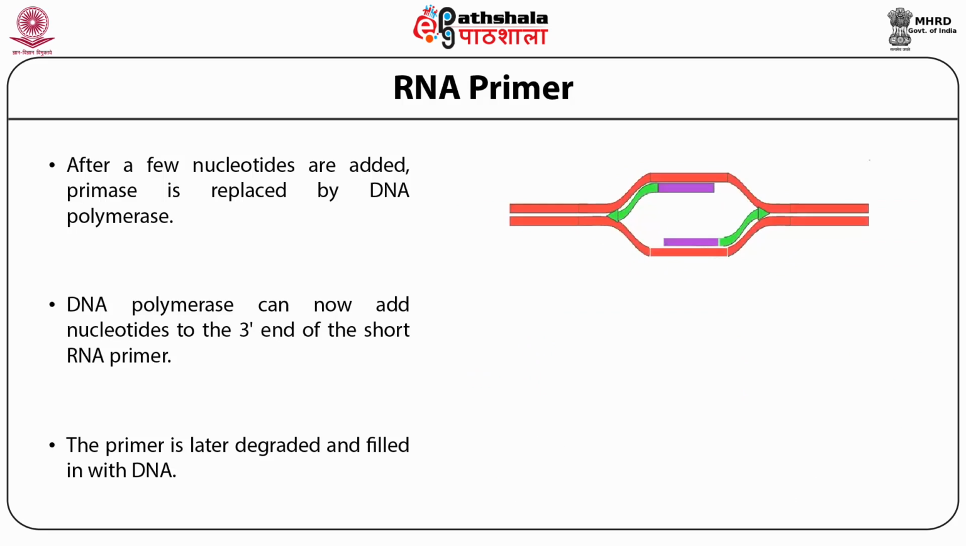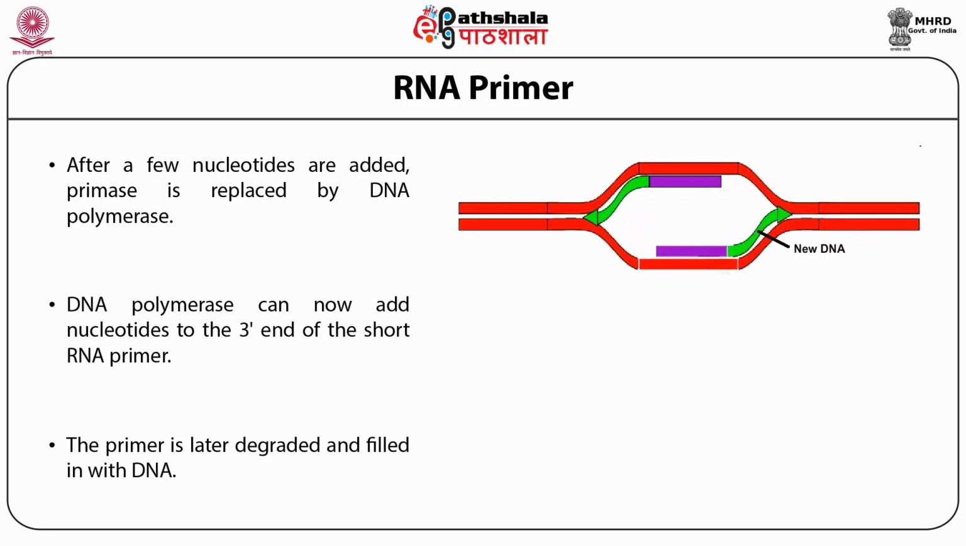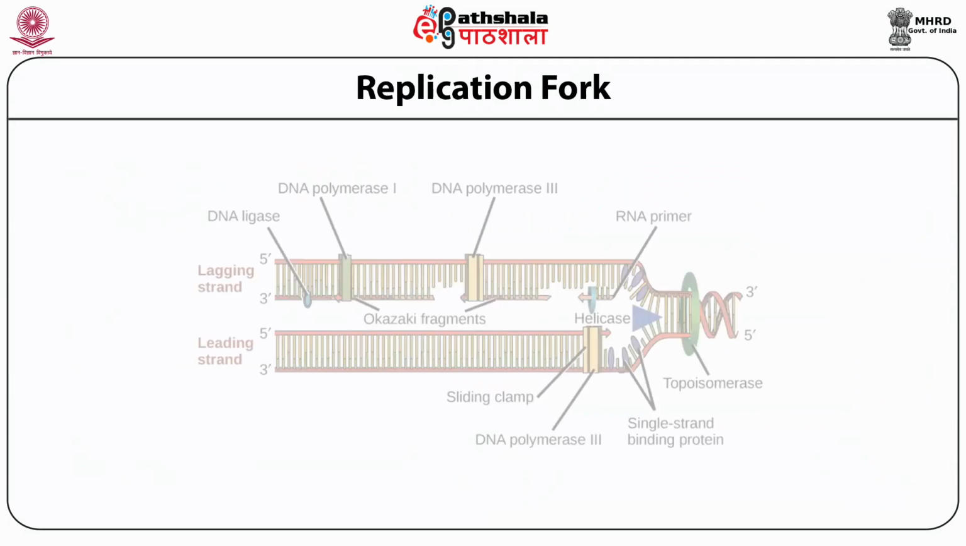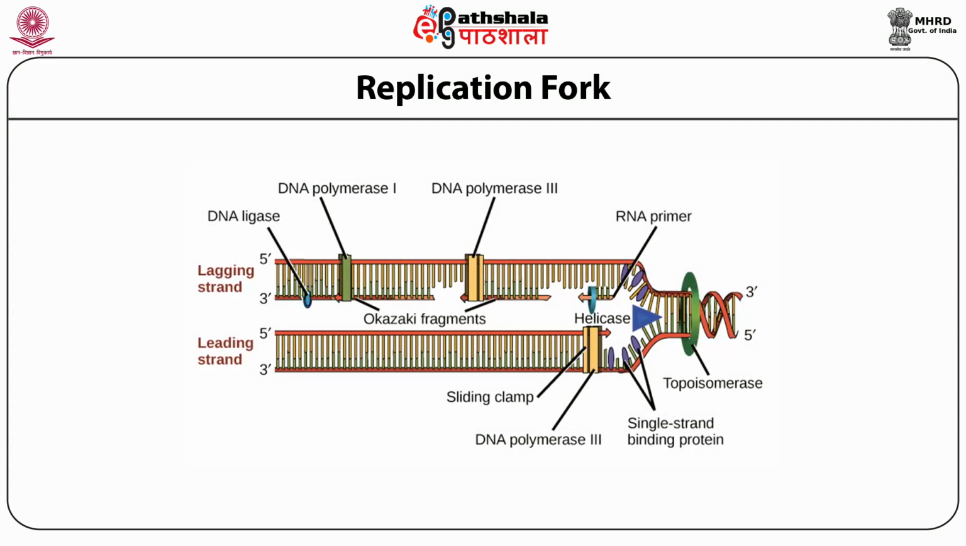All this stems from the fact that DNA polymerase cannot start a strand de novo. This RNA primer is later degraded and filled in with DNA. Now, this is what happens at the replication fork. As I told you, DNA polymerase 1 helps in removing the RNA primer and replacing it with DNA. And these nicks are usually sealed by this protein called DNA ligase.